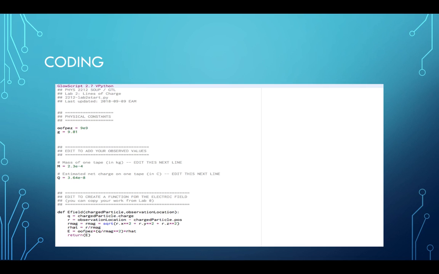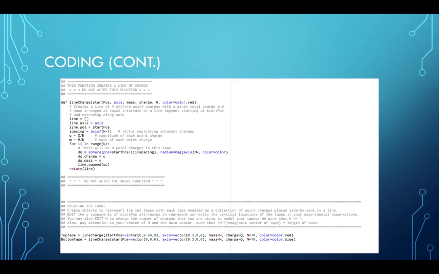So getting into my coding here, I started off, of course, with my measurements and the constants up here, and this Q value here was the goal to calculate in this lab. I'll get into how I got that later, but it was basically through guessing and checking. And down here was the function for the electric field. It was basically the same as Lab 0 and Lab 1. And here is the given function that creates a line of charge. And this was basically initializing the top tape and the bottom tape and setting it up for the figure.